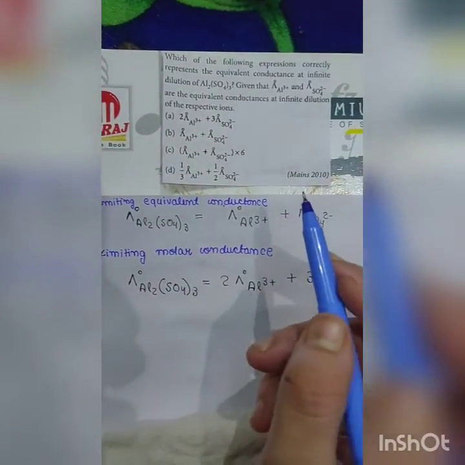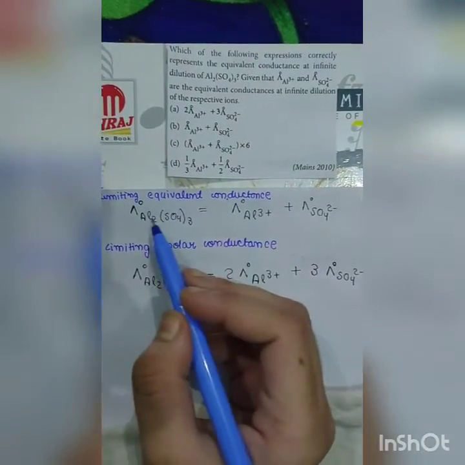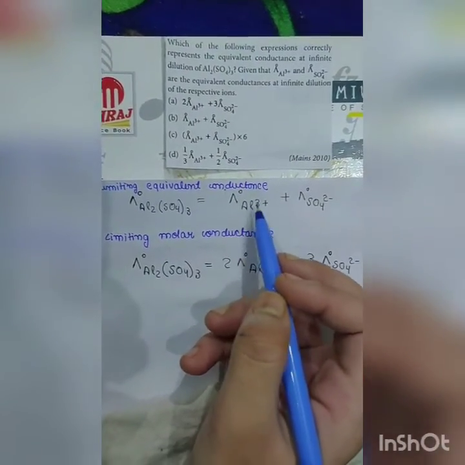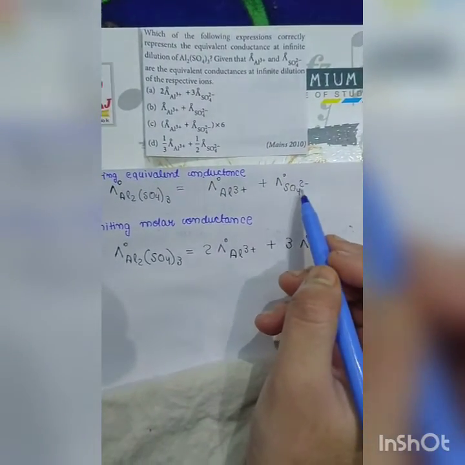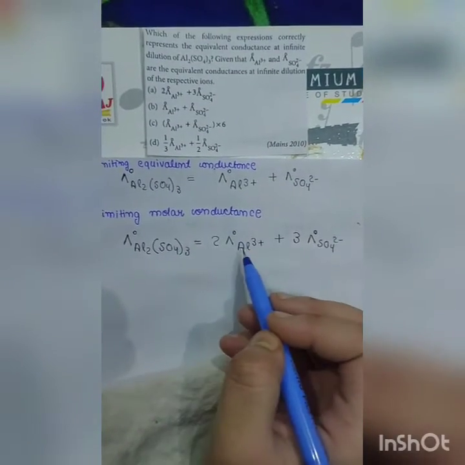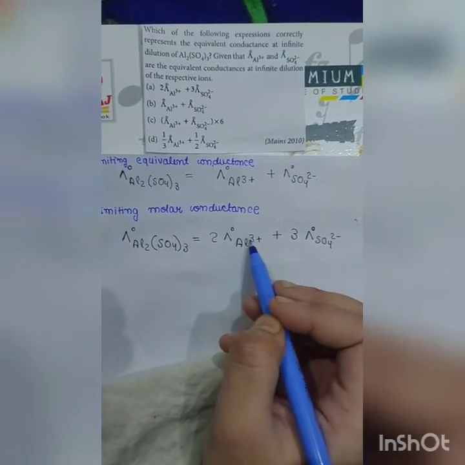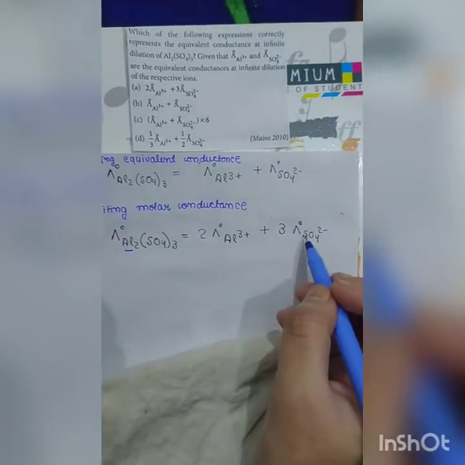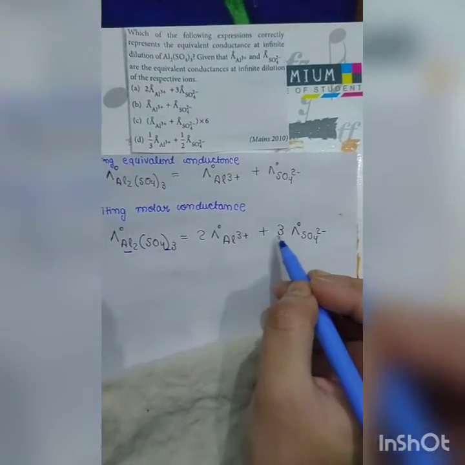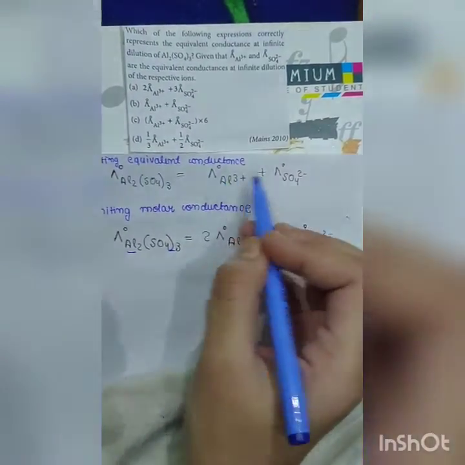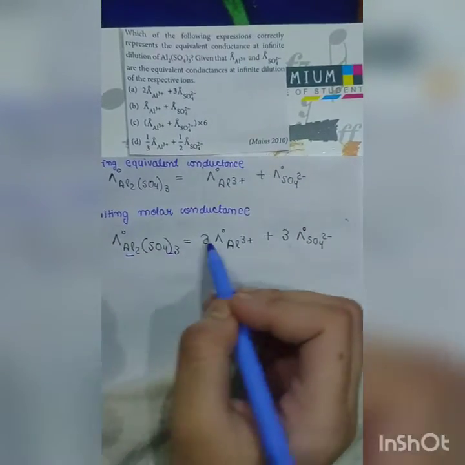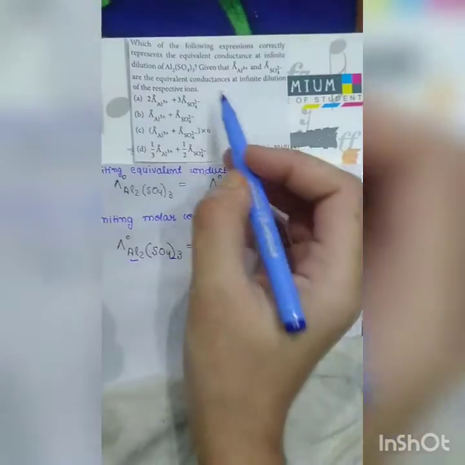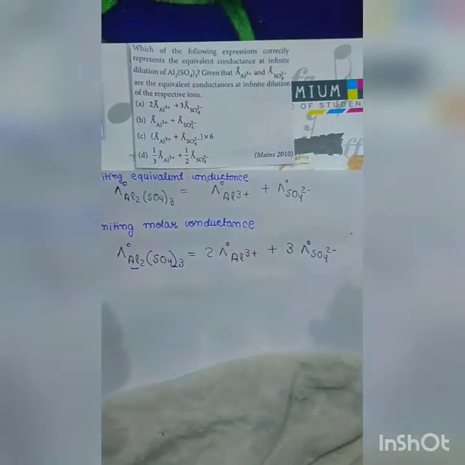The following correctly represent equivalent conductance at infinite dilution of aluminium sulfate. So limiting equivalent conductance of aluminium sulfate is equal to limiting equivalent conductance of aluminium plus limiting equivalent conductance of sulfate. Now if we were asked limiting molar conductance, in that case limiting molar conductance of aluminium ion multiplied by number of ions which is present, that is 2. Limiting molar conductance of sulfate ion multiplied by number of ions which is present, which is 3. लेकिन equivalent conductance में number of ions multiply नहीं होंगे, but molar conductance में we have to multiply the number of respective ions. So यहाँ पे equivalent conductance पूछा है, so option will be option B.